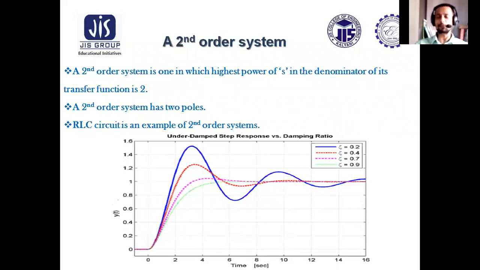Similarly, a mass spring damper system is also an example of a second order system. As the highest power of S in the denominator of a second order system is 2, a second order system should have 2 poles.